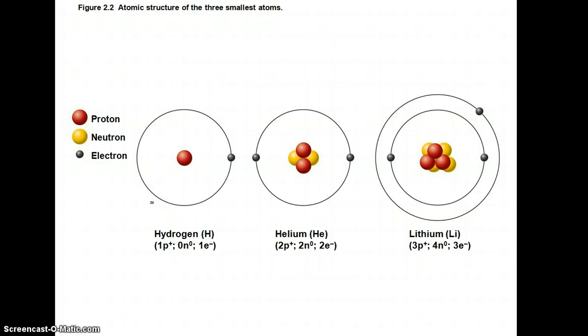Let's see, atomic structure of the 3 smallest atoms. We have hydrogen, helium, and lithium. So this is showing the old school planetary model, and this is showing the different orbital shells. So you can see hydrogen, you have 1 proton, no neutrons, 1 electron. Helium, 2 protons, 2 neutrons, 2 electrons. And lithium, 3 protons, 4 neutrons, so 4 yellows, and 3 electrons.